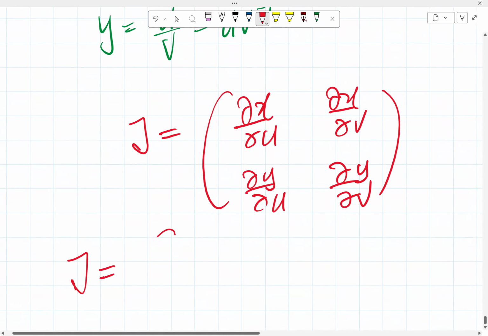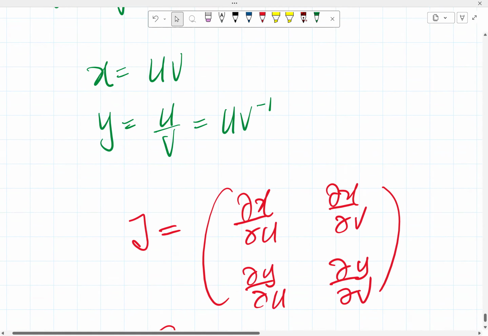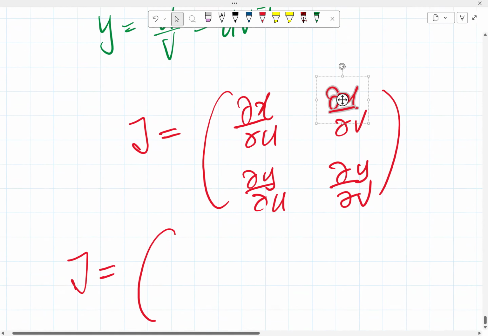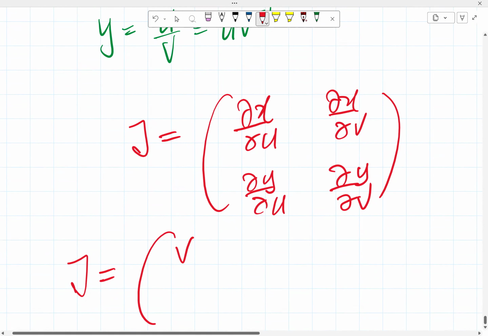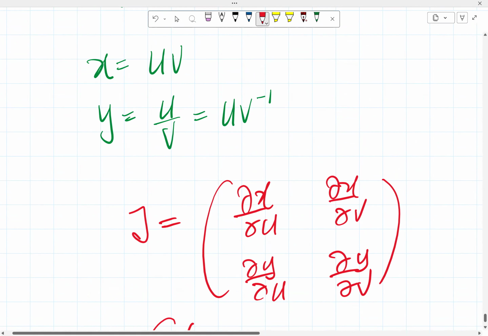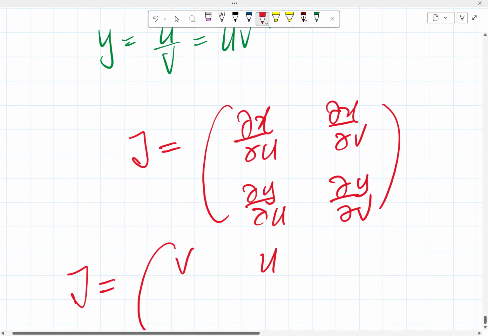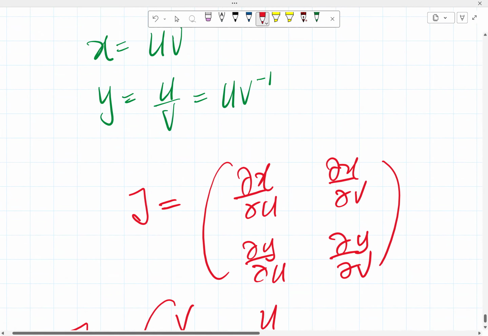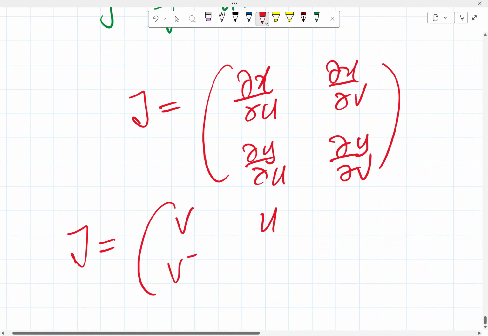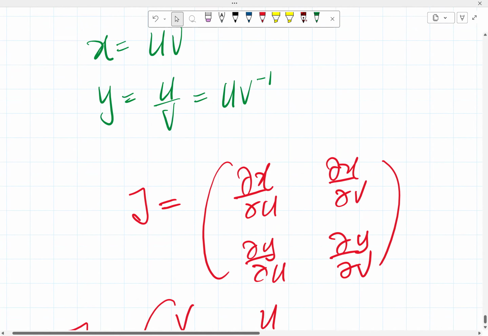So now, partial x, partial u: differentiate x with respect to u, you have v left here. Partial x, partial v: you have u left here. And for the other one, partial y, partial u, you have v inverse here. Then partial y, partial v.